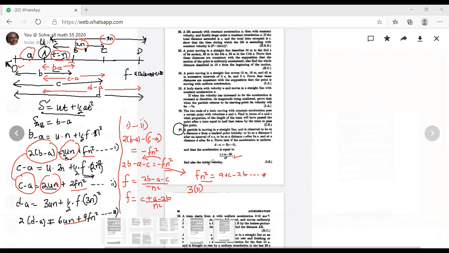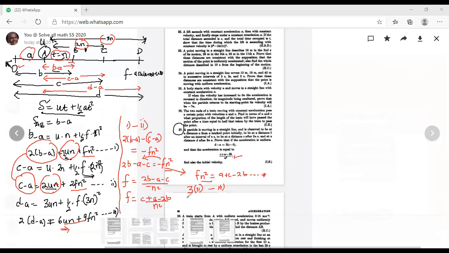Yes, teacher. Now, I want to eliminate this part so that I have a situation of d. But because this is 6un, I can multiply this equation 2 by 3, so that I call it 3 Roman 2 minus Roman 3. Do you know what it will become?